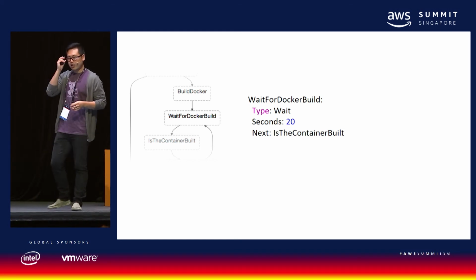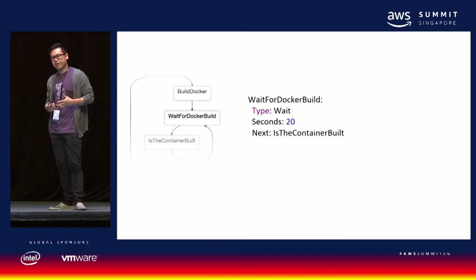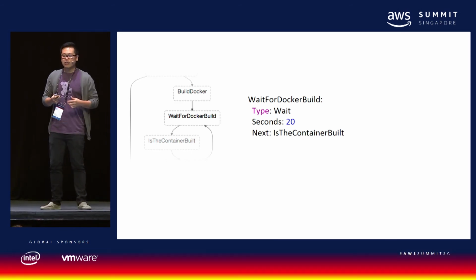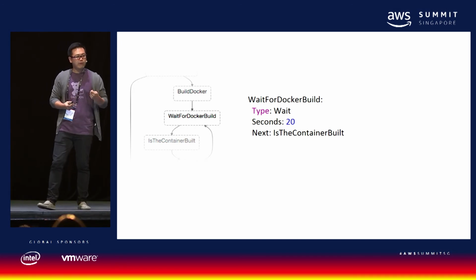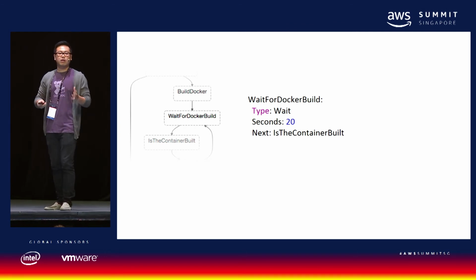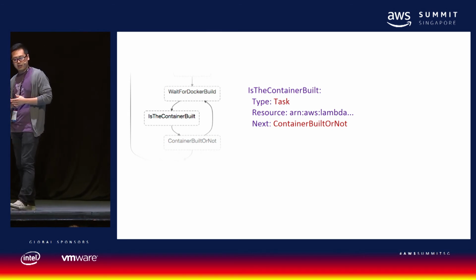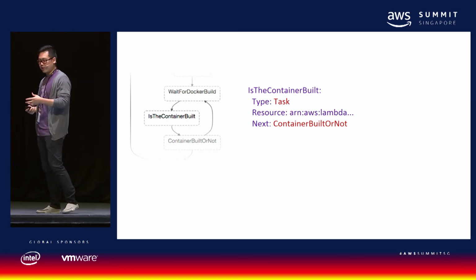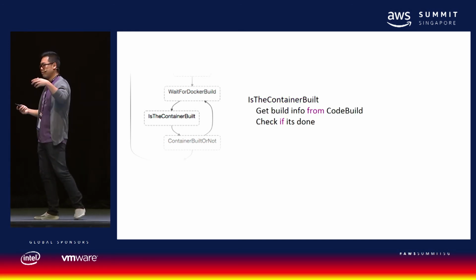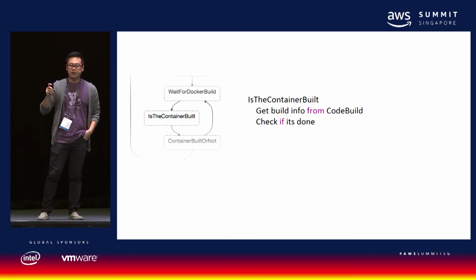Why 20 seconds? Well, the Docker image takes about 3 minutes to build. You don't want to have something like 2.5 minutes, because what if it takes 2 minutes and 31 seconds? Well, now you have to wait another 2.5 minutes. You don't want something like 1 second, though, because you're paying for Lambda executions. You're paying for transitions, so you don't want to be hitting those all the time. You want something efficient right in between. We chose 20 seconds. So next we move to is the container built, which is another task on another Lambda. All it does here is get the build from CodeBuild and see if it's done. And then it's going to output another variable.